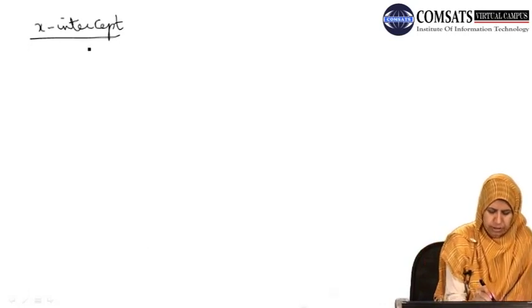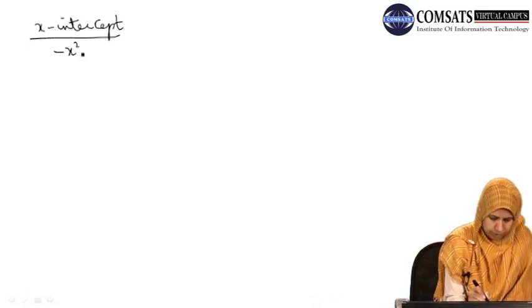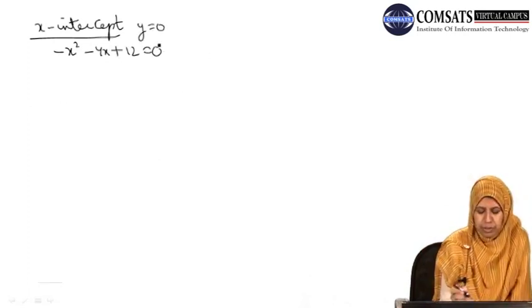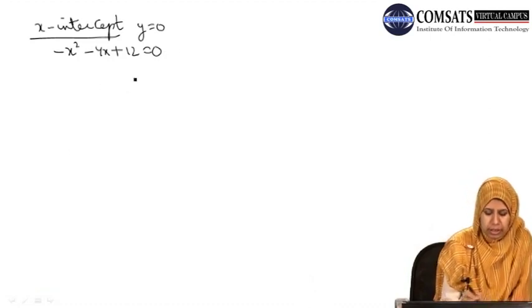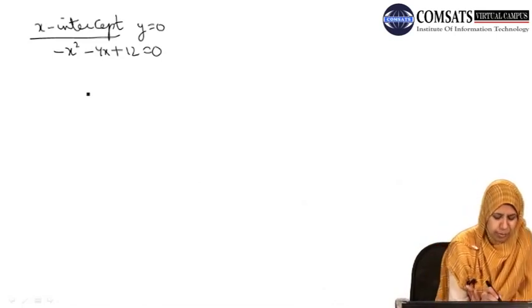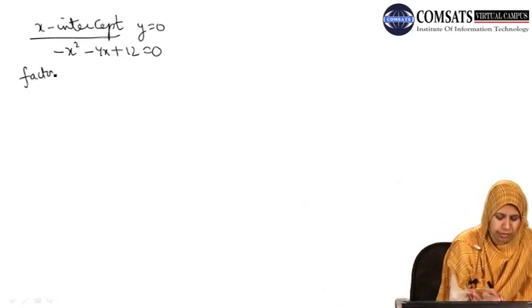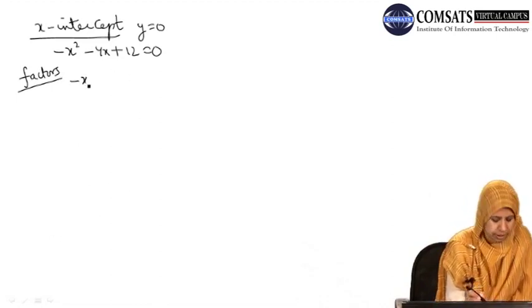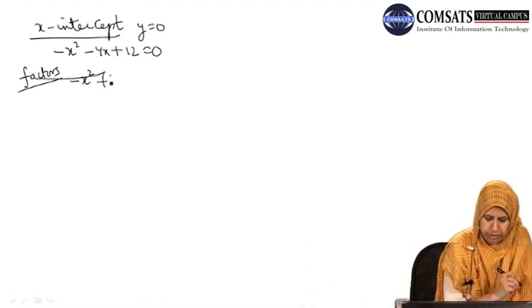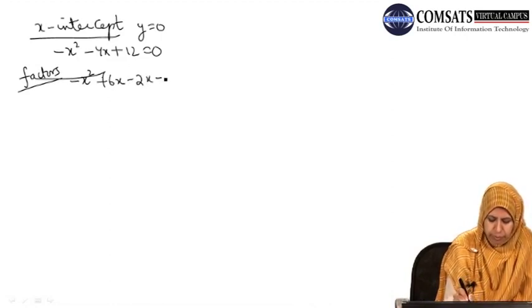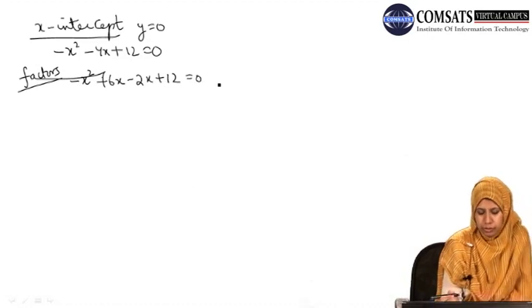Our given function is minus x square minus 4x plus 12 equals to 0. We have already put y equals to 0 to find the x-intercept, and now we have to solve this quadratic equation. That is, we have to find the roots of this quadratic equation. Again, we will make the factors of this quadratic equation. How? We will write it as minus x square plus 6x minus 2x plus 12 is equal to 0.